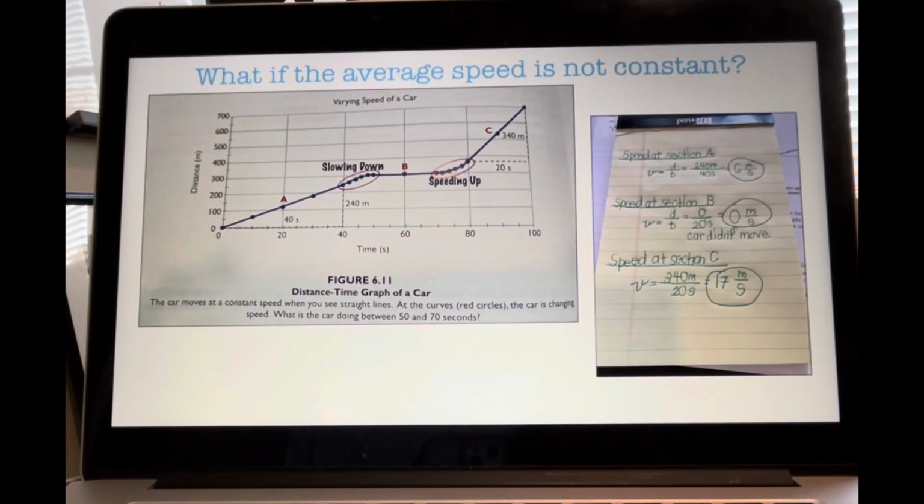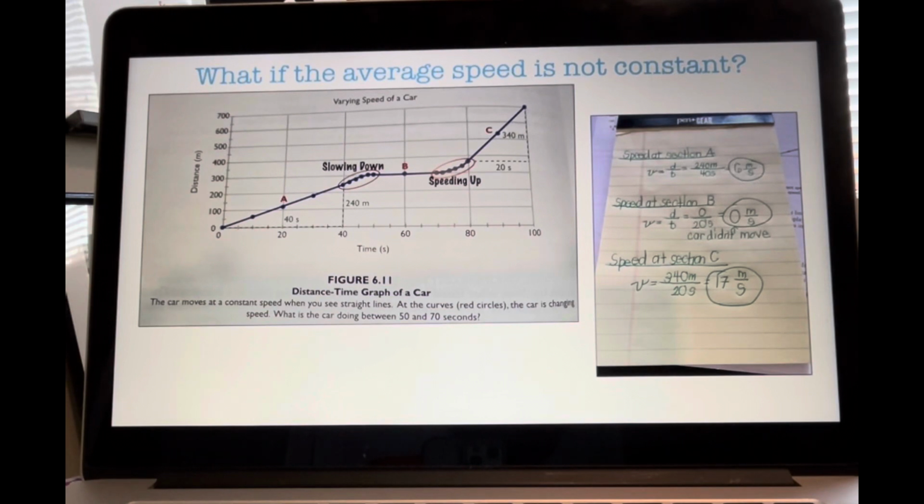What if the average speed isn't constant? How will that look on a distance time graph? Well, constant speed is shown by a straight line. Changing speed is shown by a curved line. Look at this graph on figure 6.11. It is showing the speed of a car.